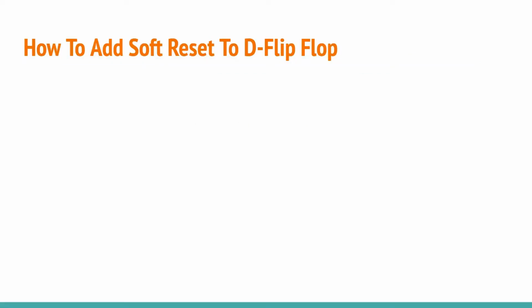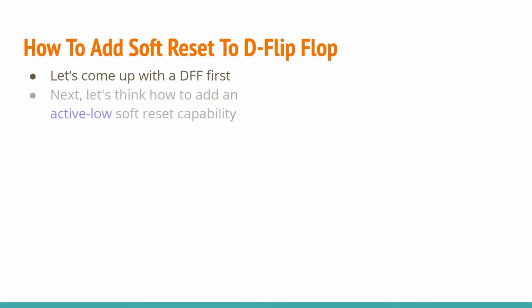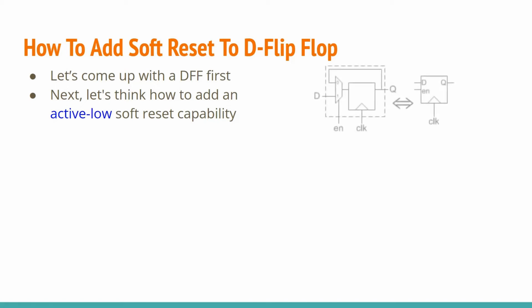Let's walk through this problem step by step. So let's come up with a D flip-flop first. That should be a first and preliminary step to solving this problem, right? And then we will think about how to add an active low soft reset capability to the D flip-flop that we come up with.